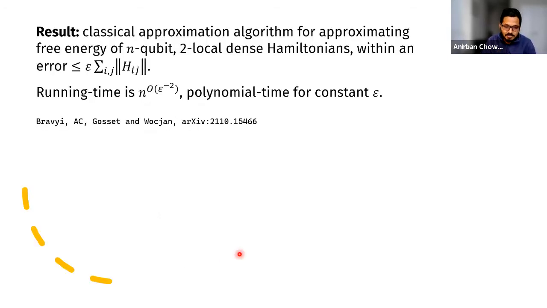Now, the result is as follows. We give an algorithm for this problem, a classical approximation algorithm, which runs in time n raised to 1 over epsilon squared. So if we ask for a constant epsilon approximation error, we get an algorithm that is polynomial time. But again, this is not sufficient to solve the original QPF problem I had defined.